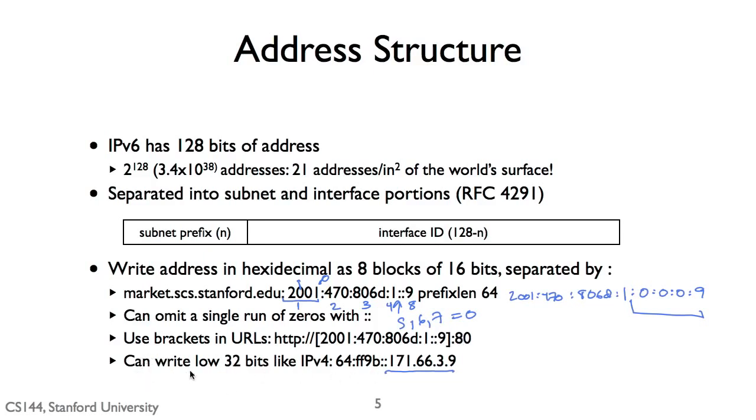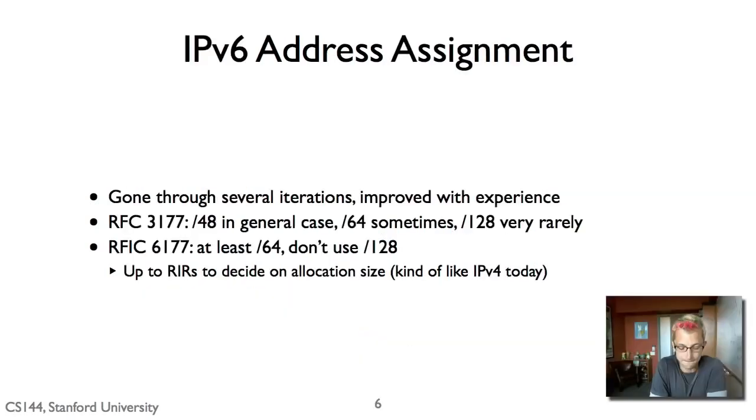And it's also possible, if you want, to write the low 32 bits like IPv4 as an IPv4 address. That's one way to make IPv4 addresses addressable from IPv6: you have a leading 96 bits denoting this is an IPv4 address, and then you stick the IPv4 address at the end.